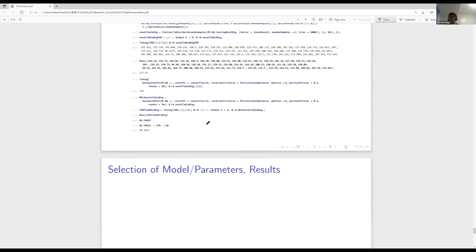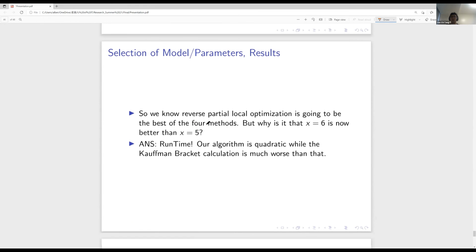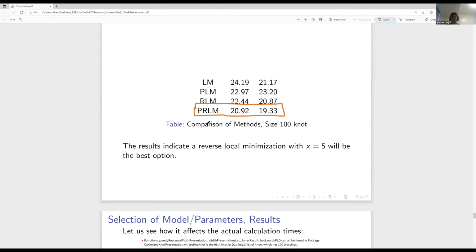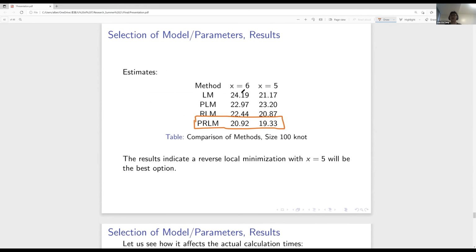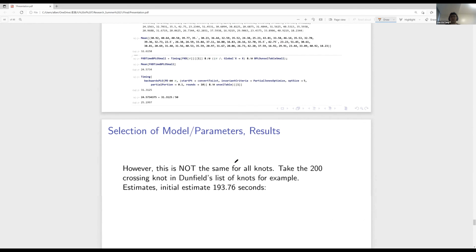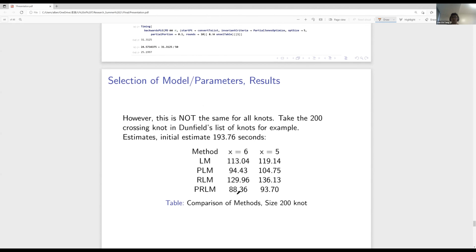So I realize I'm running behind, but I have one last thing. When we compare the two sets of results, we did notice that in the 100 crossing case, having the chunk size of what we're trying to locally minimize every time be 5 is going to be better than having the chunk size be 6. But in the 200 crossing case, it's going to be better if I take the size of a chunk to be 6 as opposed to 5.